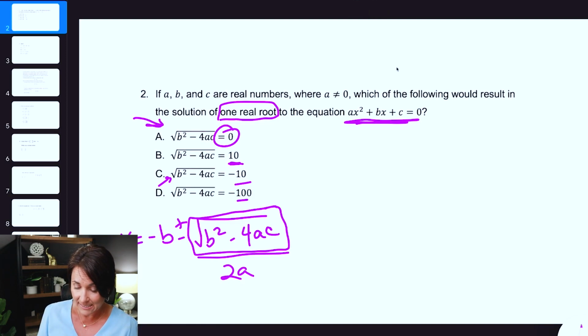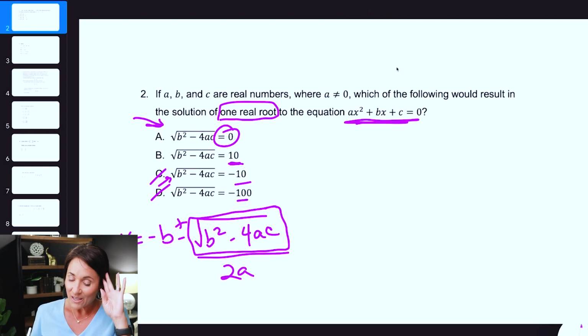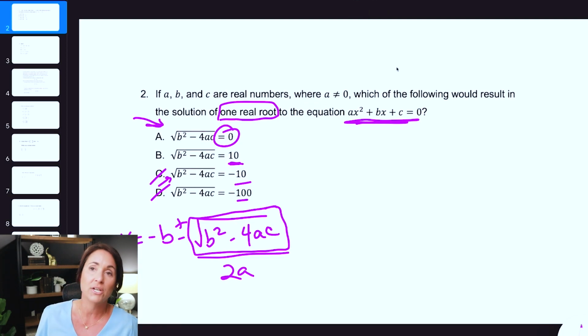So for C and D, I can automatically cross those out because they are not going to result in real solutions or real roots. They're going to result in imaginary roots, okay? So let me show you how this works out. Let's start with the imaginary roots first.